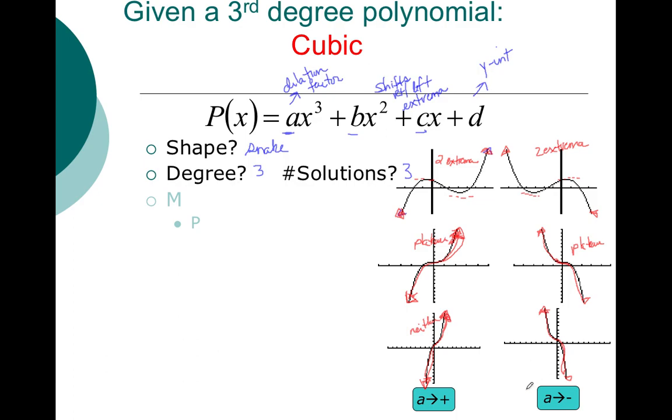Each cubic function, whether the dilation factor is positive or negative, has one point of inflection. Every cubic function is either concave up or concave down. It is never flat, never straight.